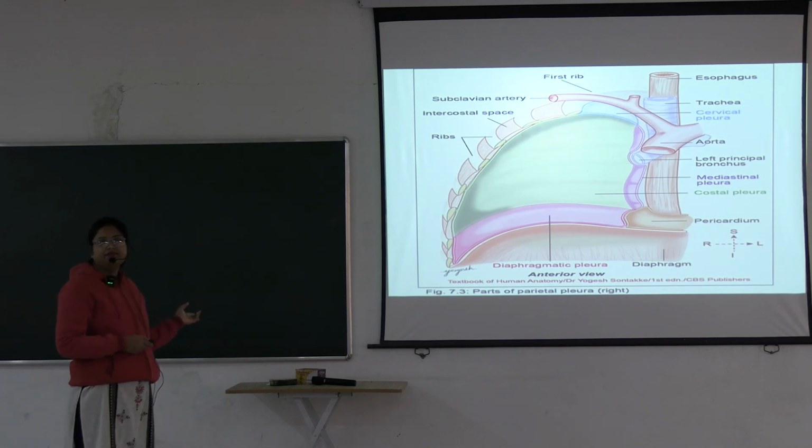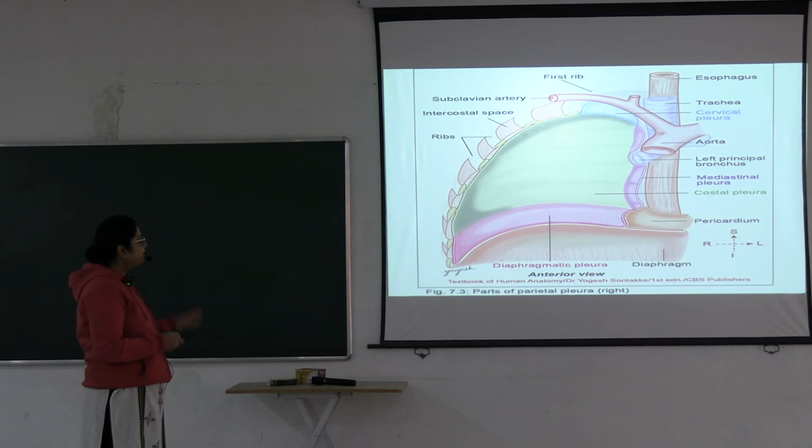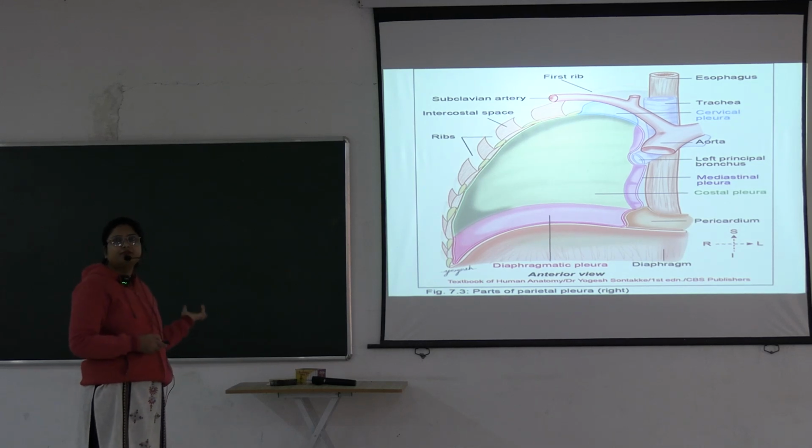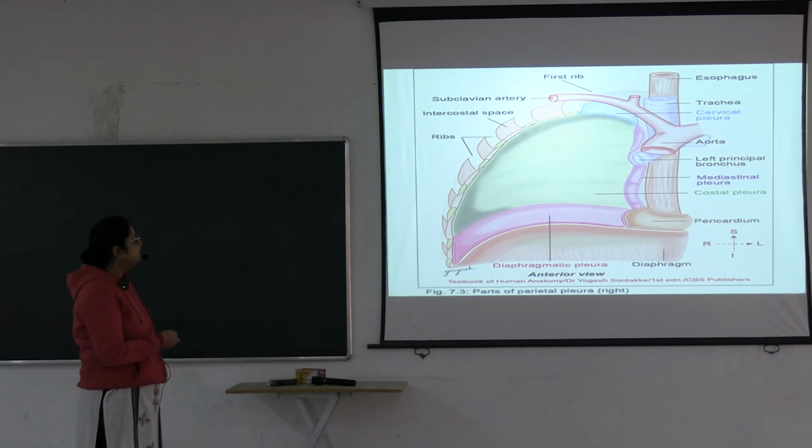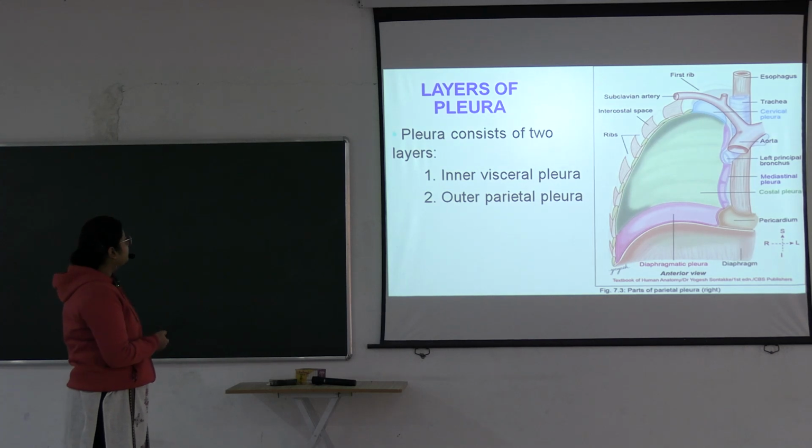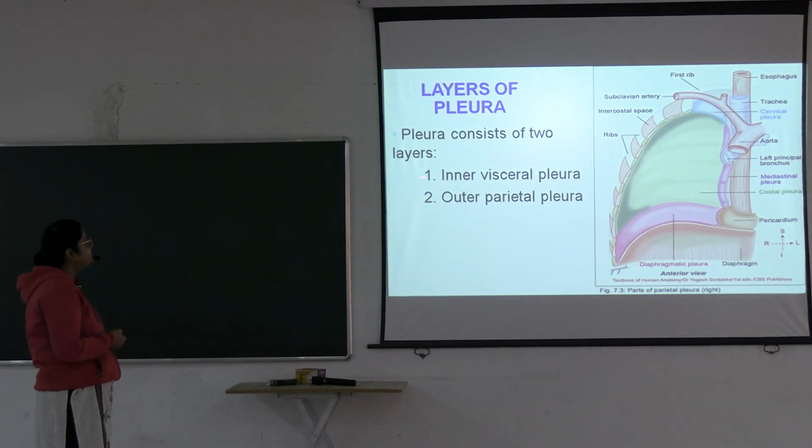Okay, this is very frequently asked in your viva, also in lung viscera, or in case of thorax OSPE, it can come. So pleura consists of 2 layers: inner visceral layer, outer parietal layer.